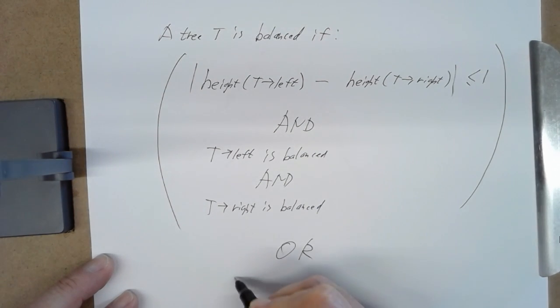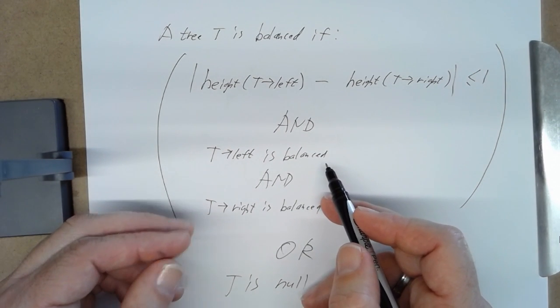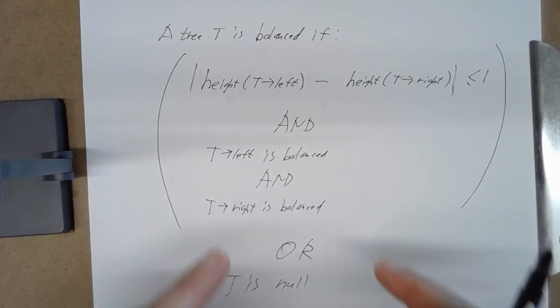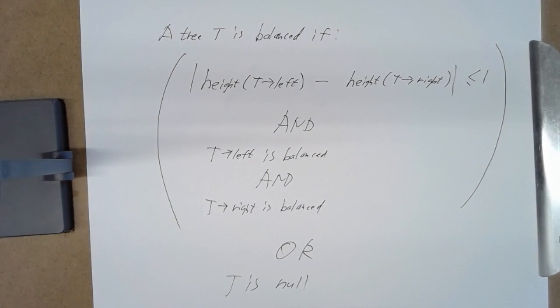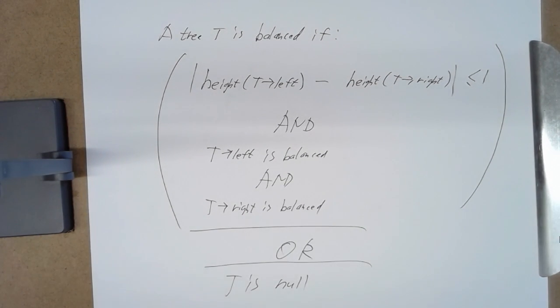Or T is null. Because this is an endless rabbit hole, right? If we want to know if T is balanced and we say, well, is the left subtree balanced? Well, to answer that, we're going to have to look at the left subtree of the left subtree. And to answer that, we'll have to look at that thing's left subtree. And if we just do that endlessly, eventually we're going to blow up. So the other way in which a tree can be balanced is if the tree is null. So a tree containing no roots is balanced. That's our base case. That gets us out of the recursive descent.